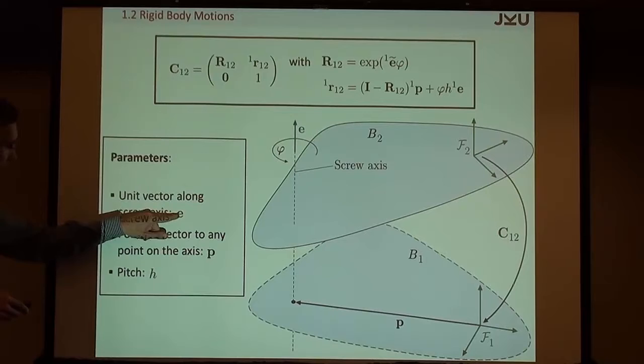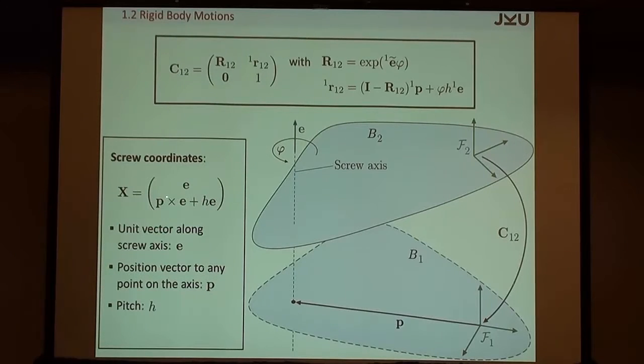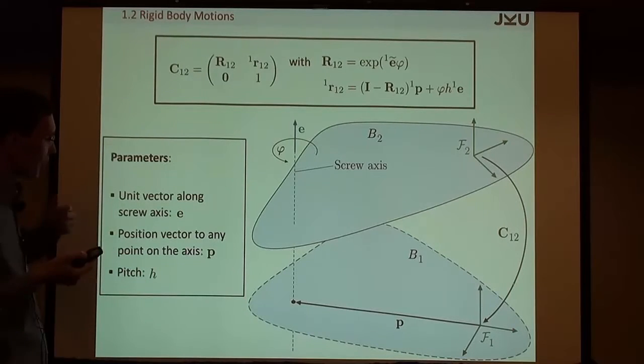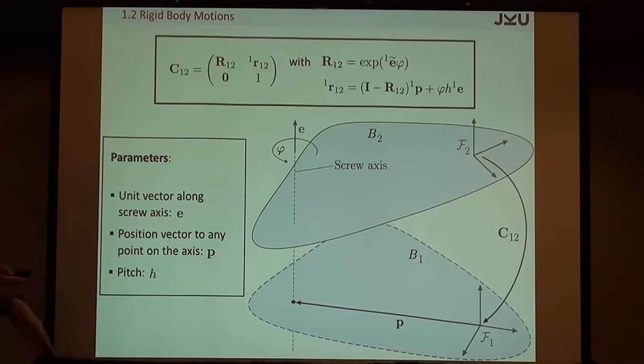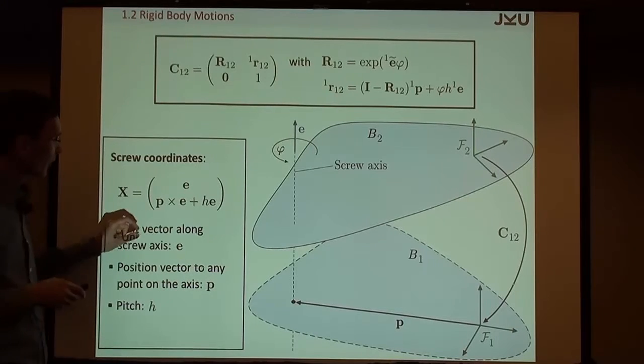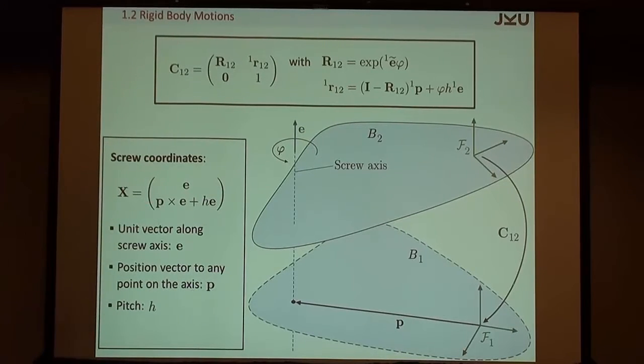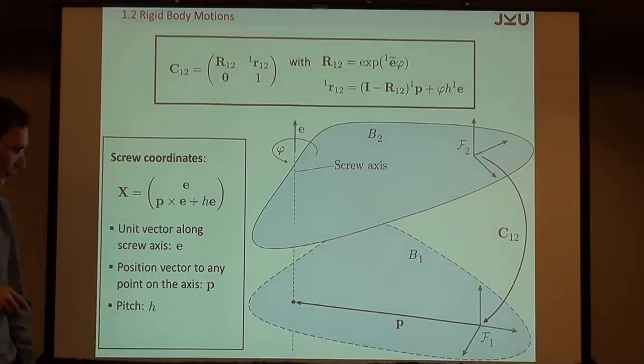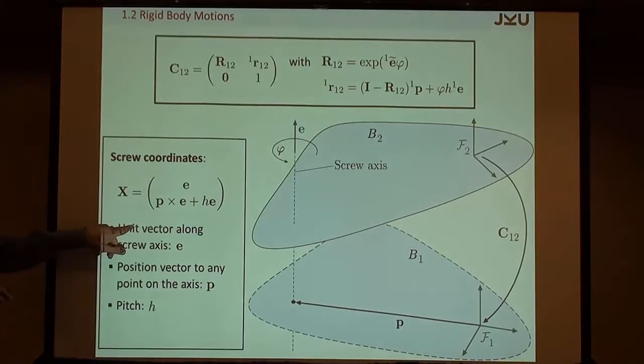You can actually use these vectors to define something that is called the screw coordinates. Instead of using E and P in this form as I have it here, I can put them all together in a 6-vector. I have first the vector E, and then P cross E plus HE. I guess you have all seen this, and that's normally called the screw coordinate vector associated to the screw axis. Okay? More or less the same formula.